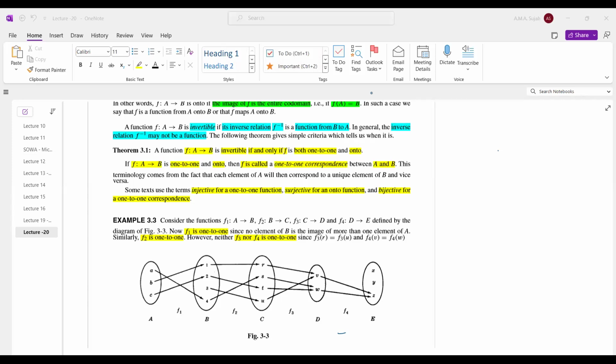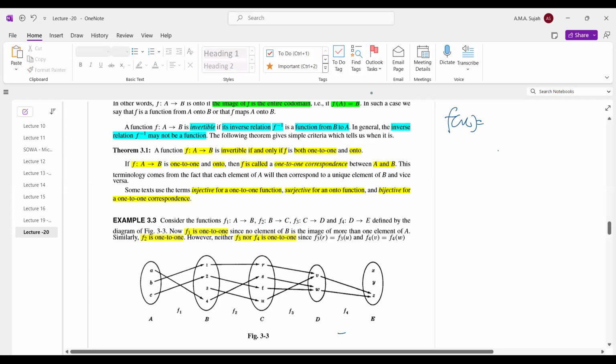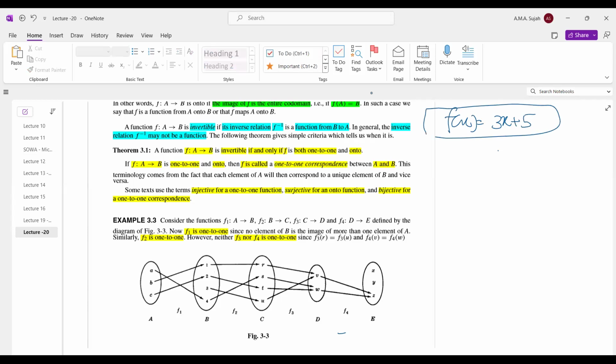So someone says the inverse function is not clear. So just imagine f of x is equal to 3x plus 5. This is a function, no? This is a function from A to B. So here, what will happen? For A, I am putting some elements. Just imagine I am putting 1, 2, and 3 for A.